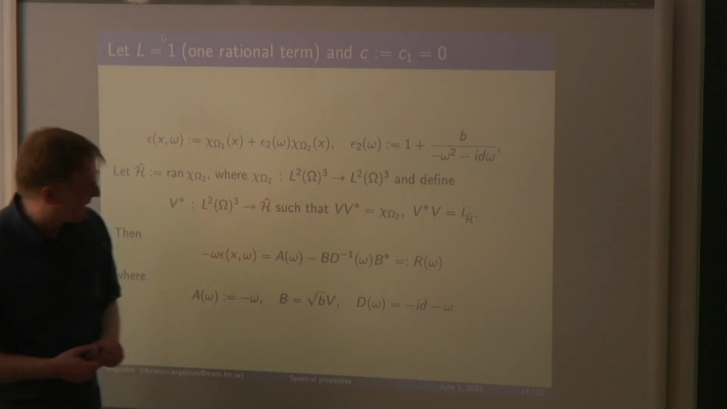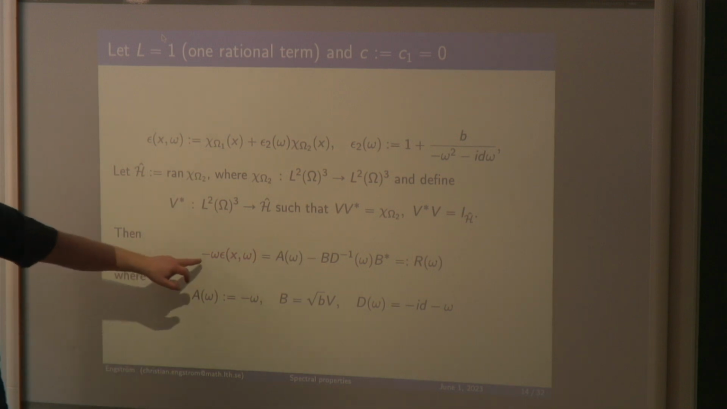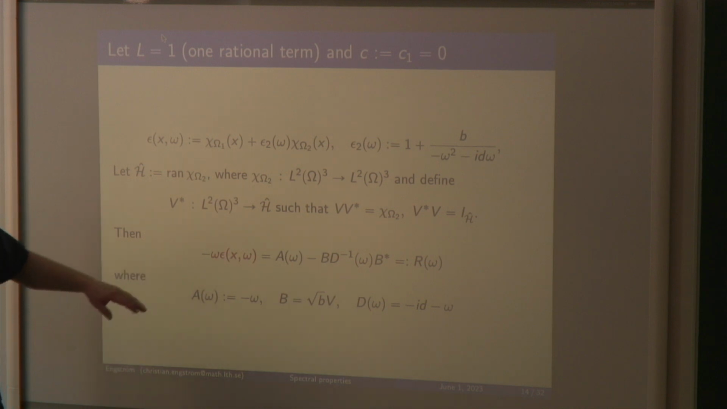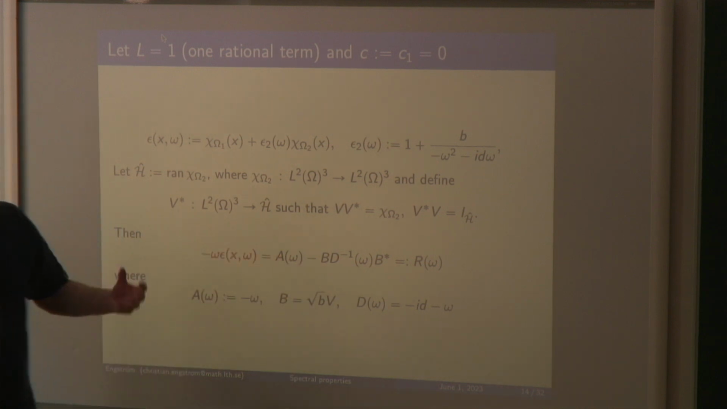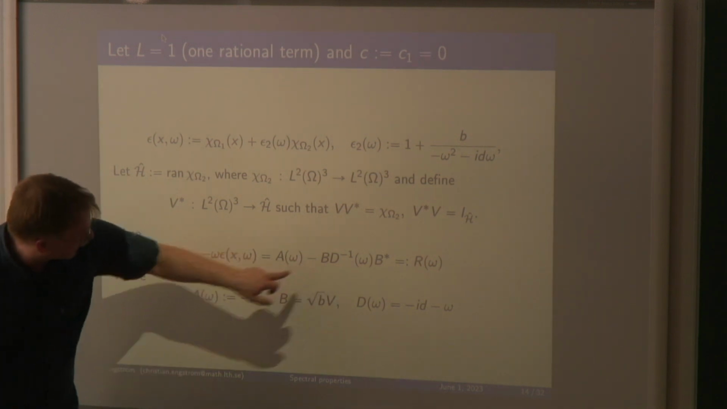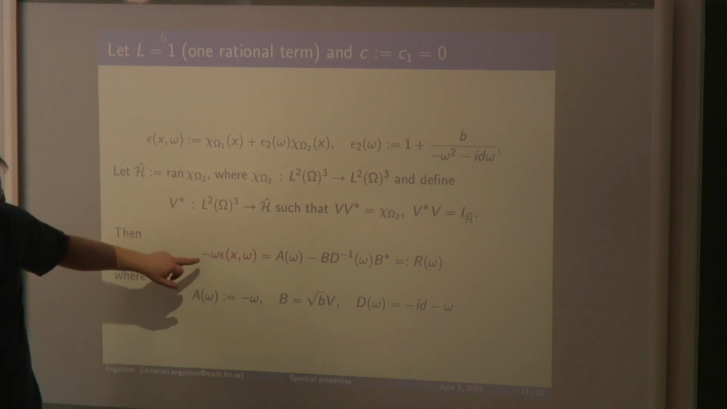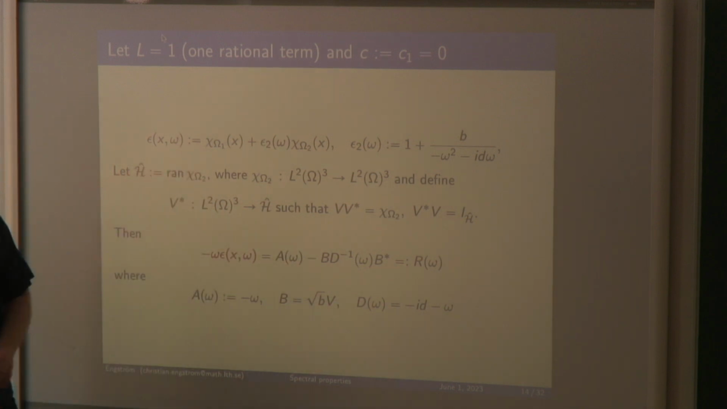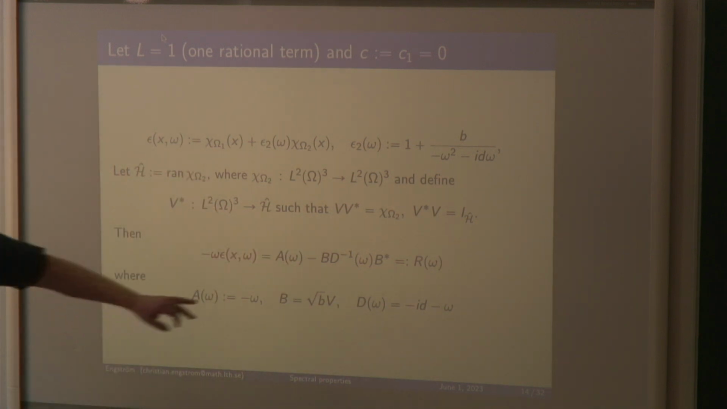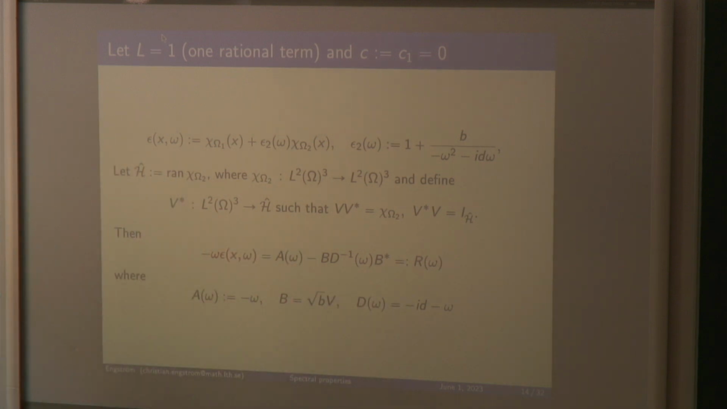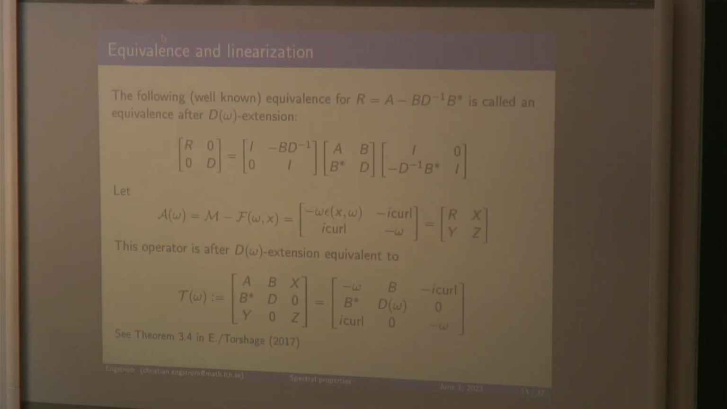V star will be the characteristic function. We write then this minus omega times epsilon, which was this rational function, in another form of rational function, a transfer function. And if you just multiply and so on, you can see that this is exactly minus omega times this. And I call this R. This thing that we have here is R. So, okay. Now comes some magic.